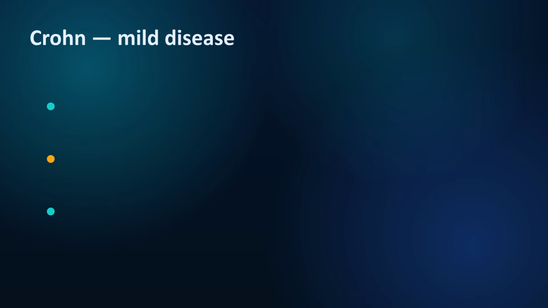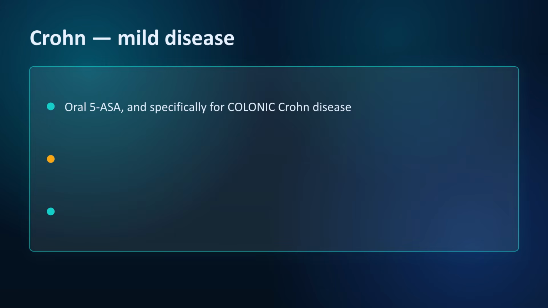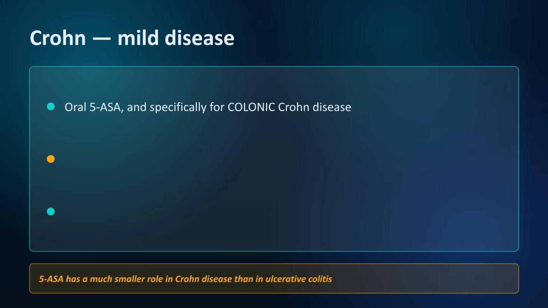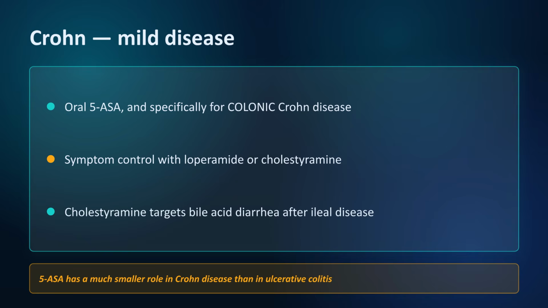Take mild Crohn disease first. Oral 5-ASA is used, but note the qualifier carefully, for colonic Crohn disease specifically. 5-ASA has a much smaller role in Crohn disease than it does in ulcerative colitis, and it does little for small bowel disease. Alongside that, we use symptom control, loperamide, or cholestyramine for diarrhea management. Cholestyramine is the interesting one. It binds bile acids, so it directly targets the bile acid diarrhea that follows ileal disease or ileal resection. Mechanism matched to the problem.